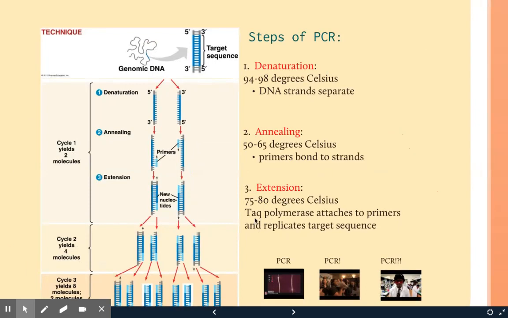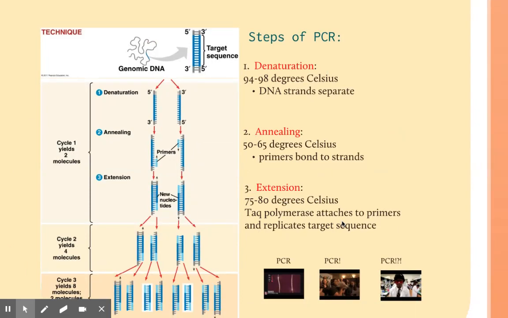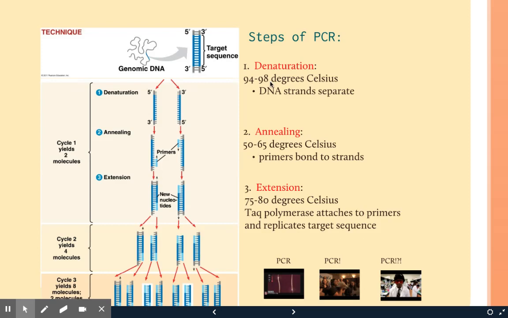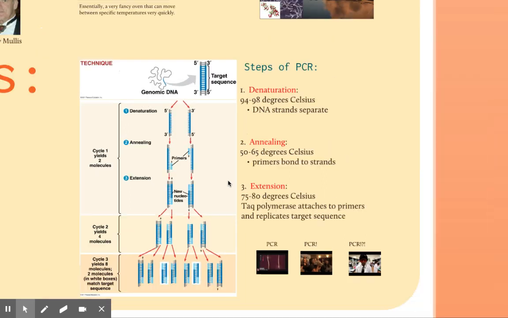It's like DNA polymerase, but not DNA polymerase. Taq polymerase will attach DNA to that growing primer. So the thermocycler will just cycle through these different temperatures over and over again, and then you'll end up with many, many, many copies of the DNA.